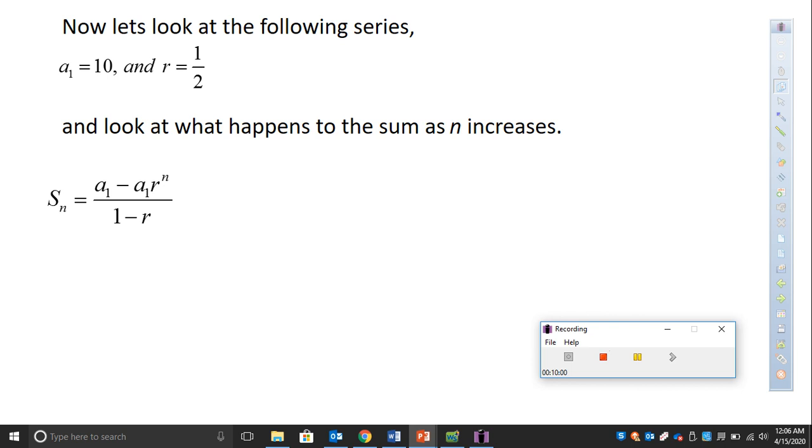N is the number of terms. So what's going to happen to this series as I add more and more terms to it? And so we can just think about that right now. What happens when you add more and more of something? If you're adding numbers, that number is going to increase and increase and increase. And so that's what we want to look at.